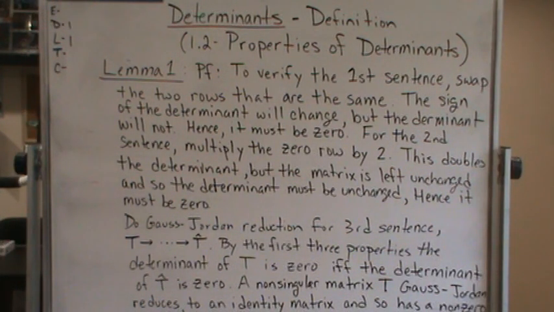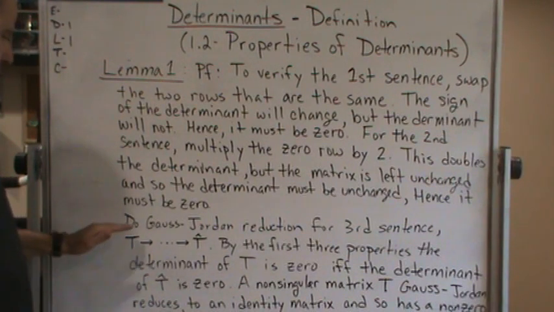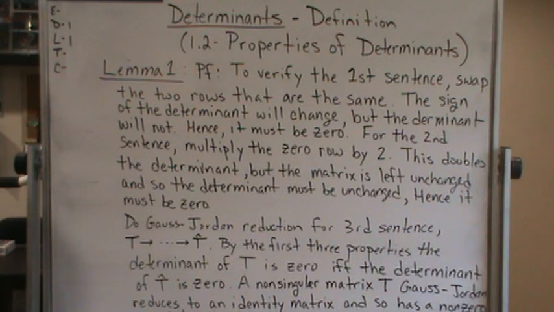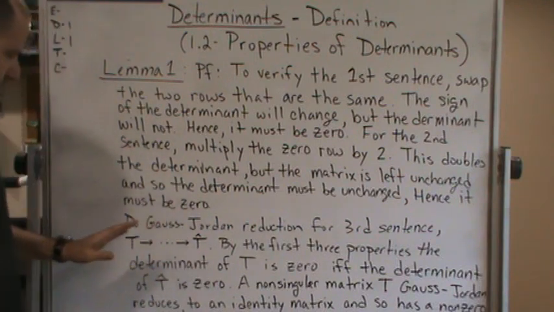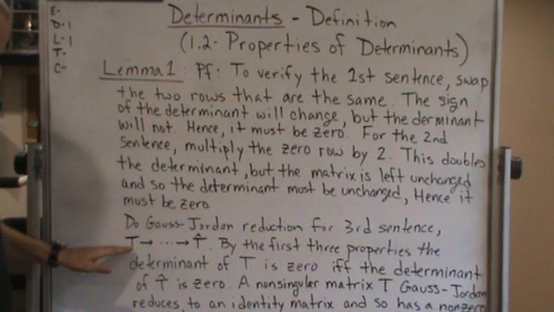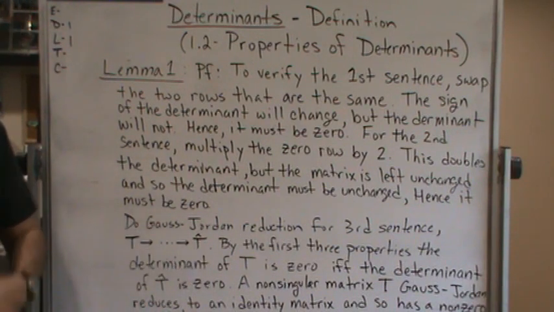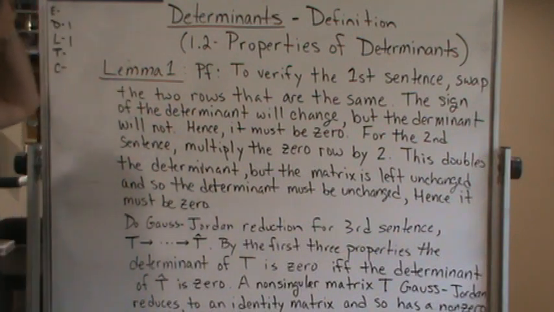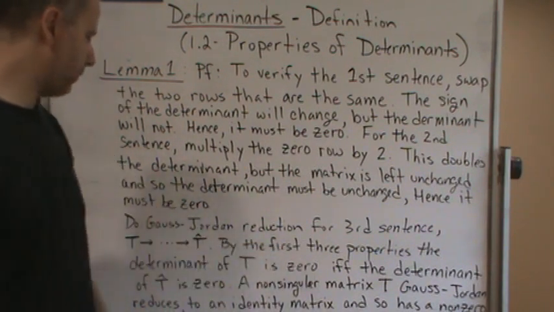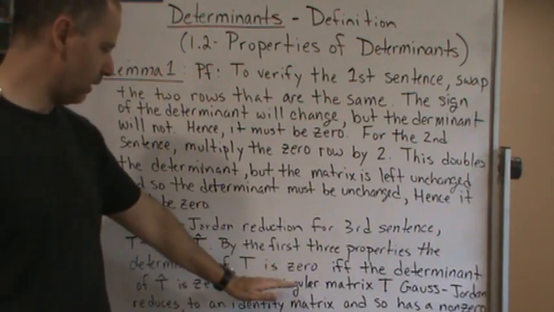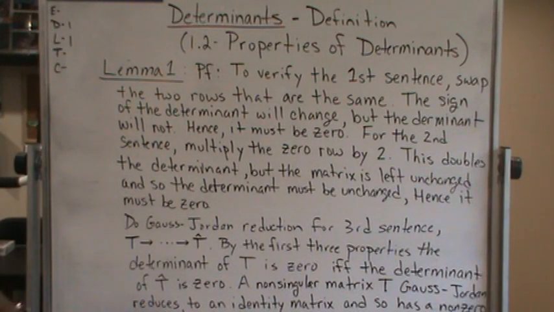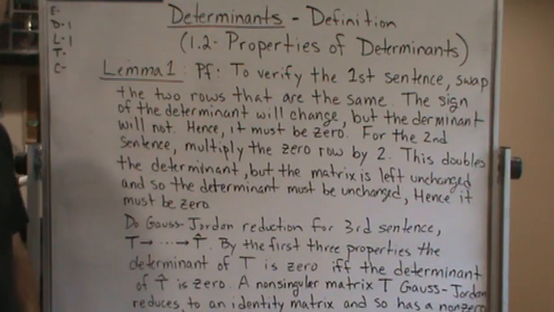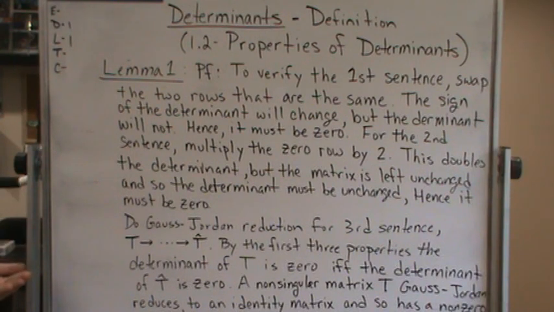Okay, now for the third statement, we're going to do Gauss-Jordan reduction. If we do the Gauss-Jordan reduction for T to go to T hat, say T hat is in reduced echelon form, then by the first three properties, the determinant of T is 0 if and only if the determinant of T hat is 0. The determinants won't change because we've gone through those properties.